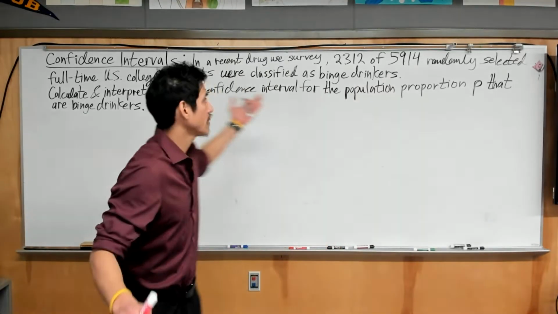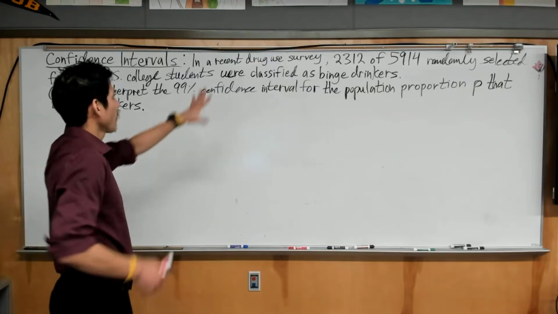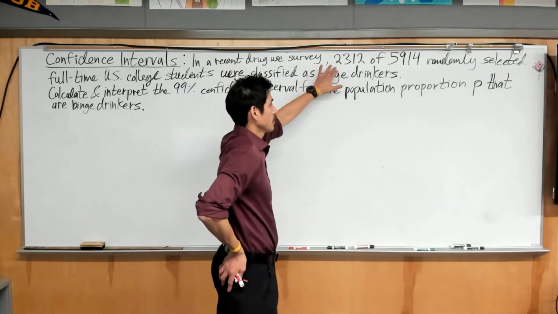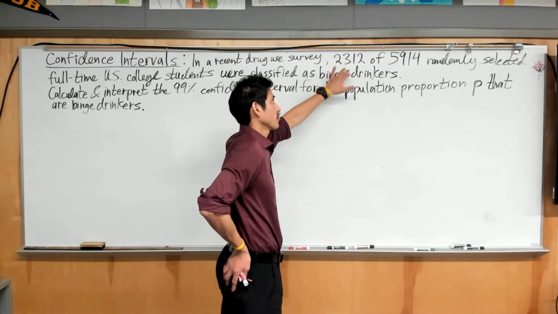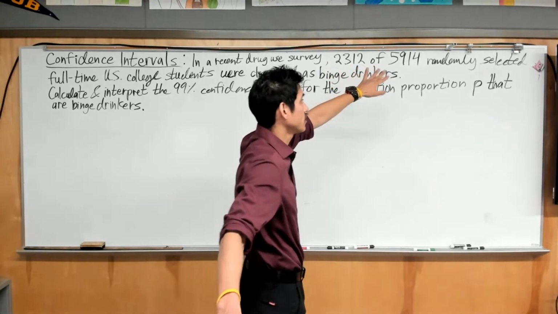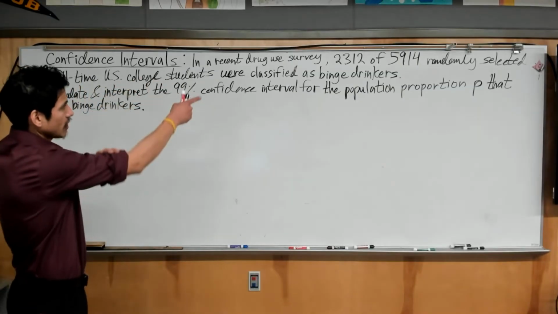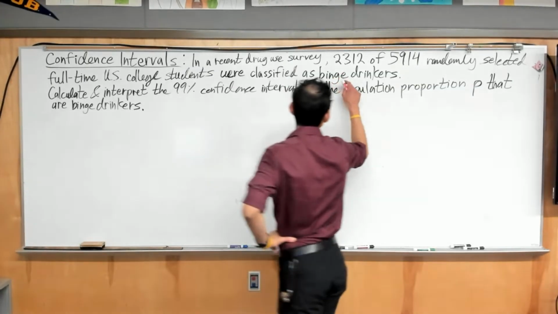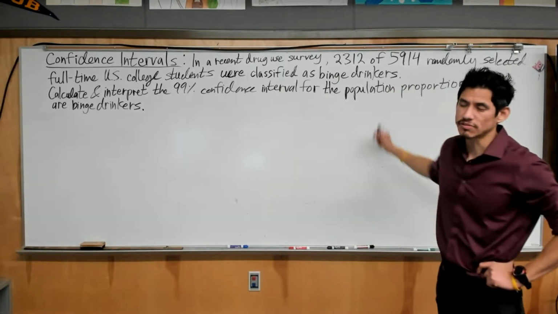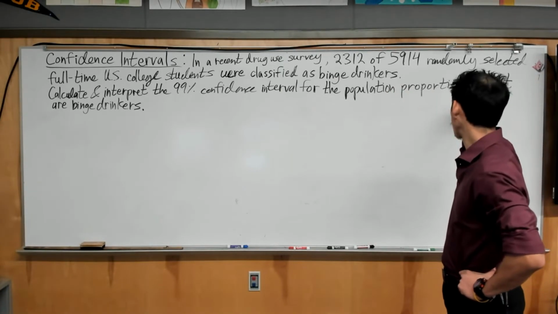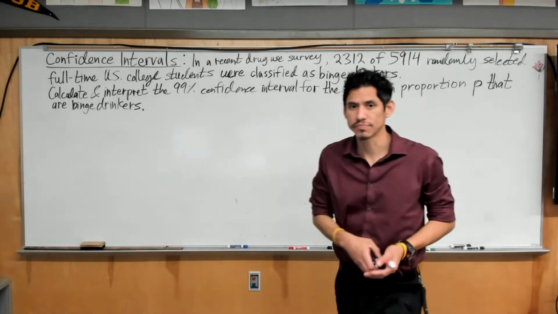So here's an example problem that we're looking at where we have a survey that was talking about drugs, and it said that 2,312 of the 5,914 randomly selected full-time U.S. college students were classified as binge drinkers. I think that's 5 or more drinks in a single setting. Calculate and interpret the 99% confidence interval for the population proportion P that are binge drinkers.